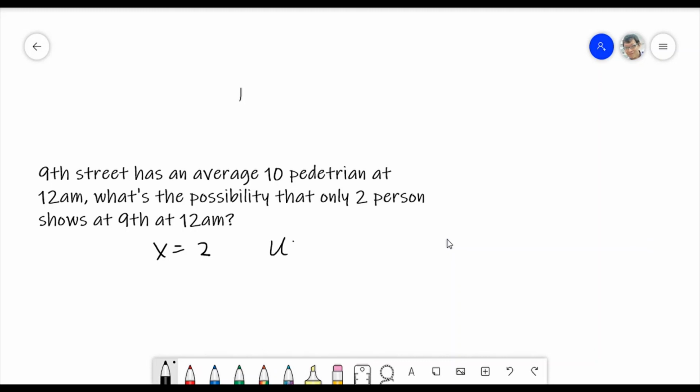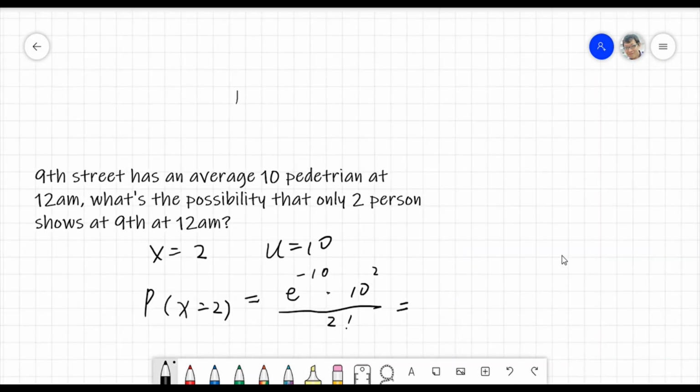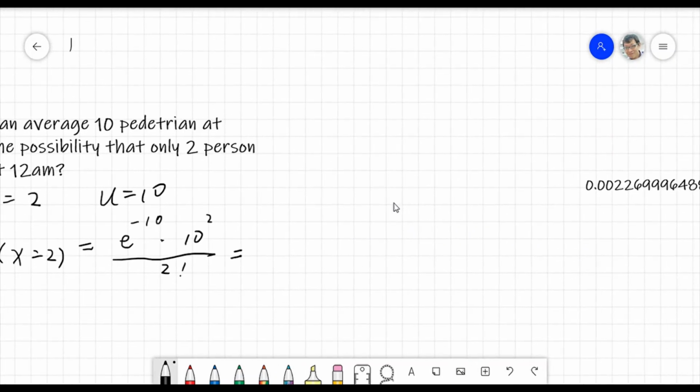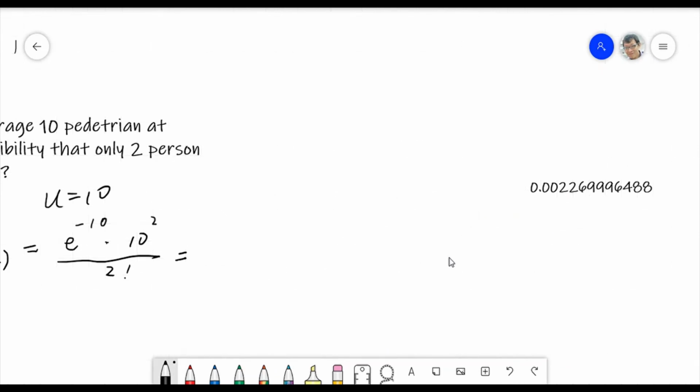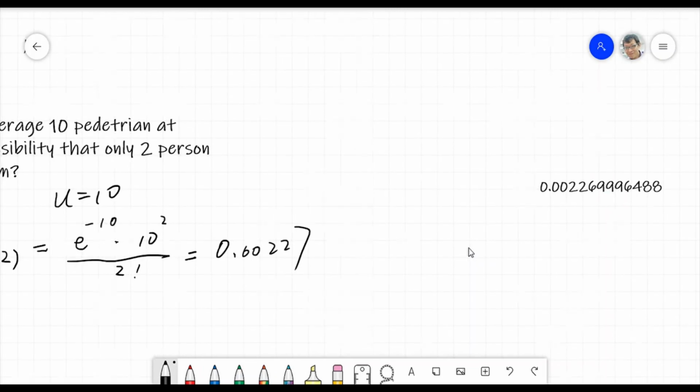And the mu we already know is 10. Am I right? So let's just follow that. So P(x equals 2) equals e to the negative 10 times 10 to the second power, then over 2 factorial. Same as the last example, I will not calculate it for you because I don't want to waste your time, but I already did that. So the answer will be 0.00227, rounded to 5 decimals.